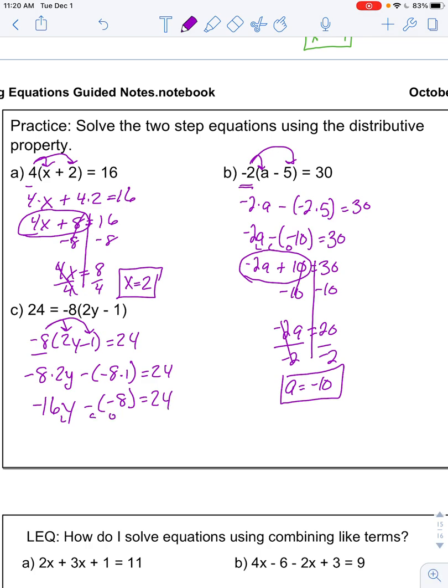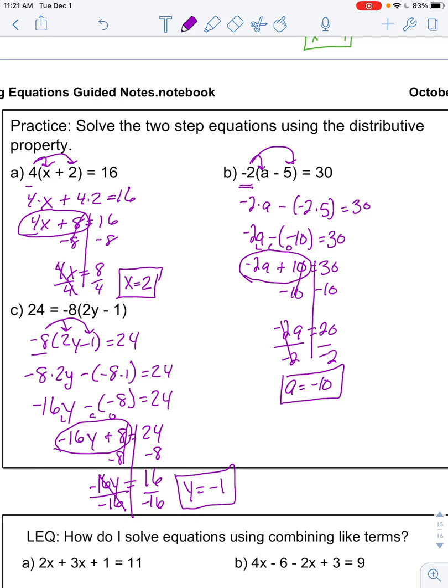Again, we need a LCO, so we have negative 16y plus 8 equals 24. Locating the side with the variable, subtracting 8 from each side, so we're left with negative 16y equals 16. Dividing by negative 16, and we get y equals negative 1 as an answer for that.